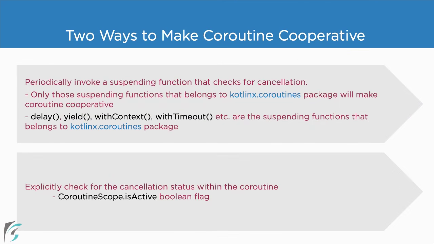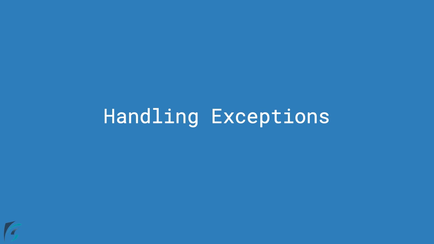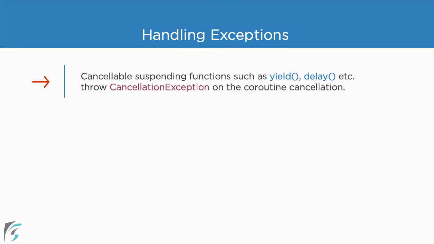Now that we know two different ways to make our coroutine cooperative, let us move ahead with the next section of this video and explore how to handle exceptions while cancelling the coroutine. Well, this is yet another important topic related to coroutine cancellation, so let's explore it as well. Now, when you cancel a coroutine by using suspending functions within it, then a cancellation exception is thrown by that suspending function, which you can handle by using a try and catch block.